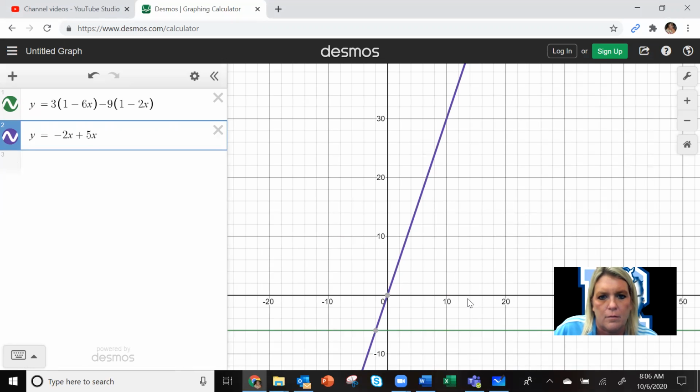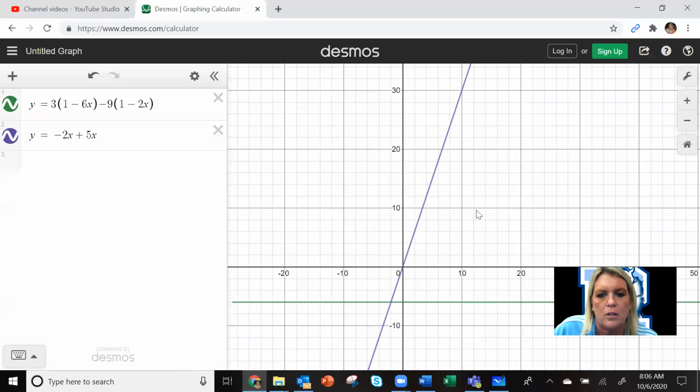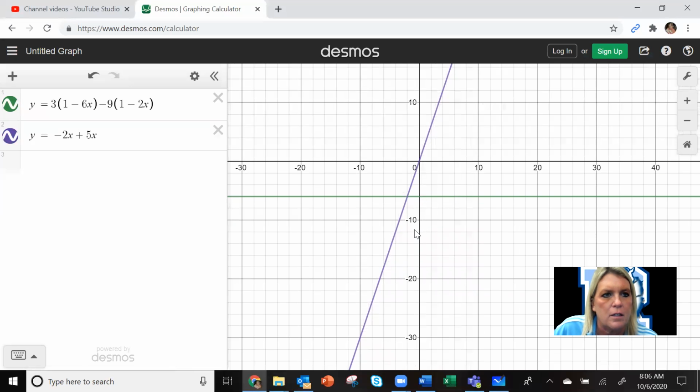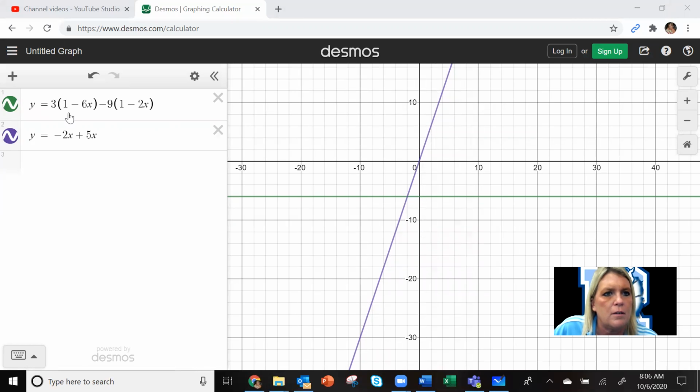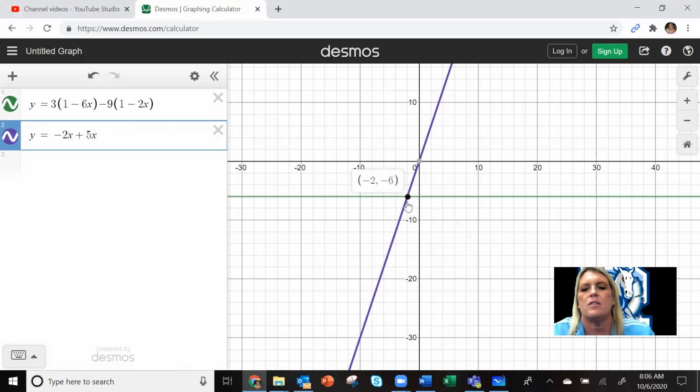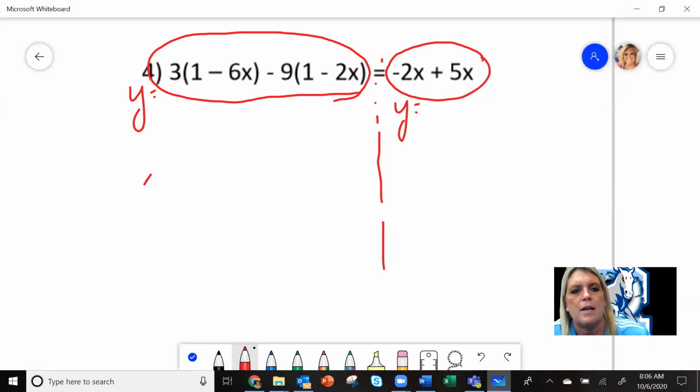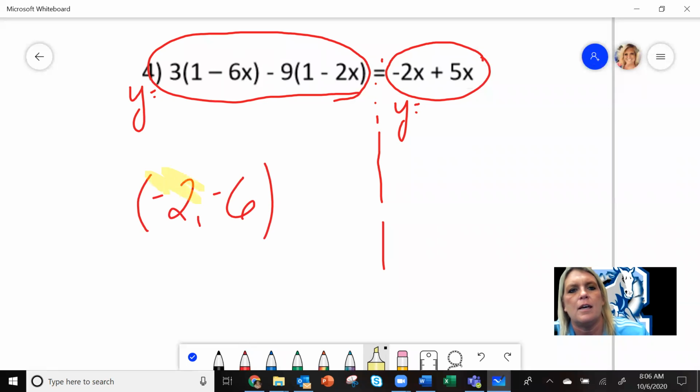let's see. I'm going to look and see where the two lines intersect. I'm trying to make sure here. Oh, yep. So I'm going to click where the two lines intersect. Negative 2, negative 6. That is our answer. So I have negative 2, negative 6. The x number is our answer. So our answer is x equals negative 2.